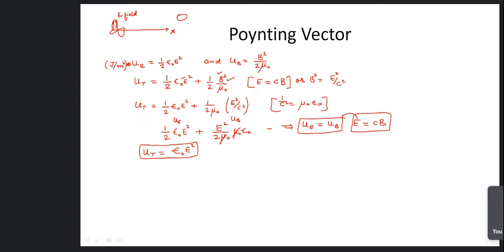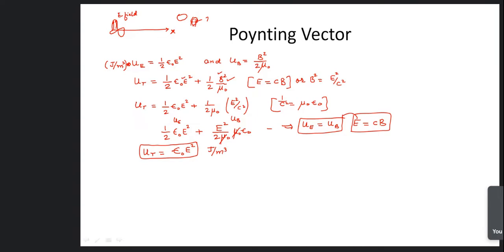So per unit volume, you can choose any unit volume, and if electromagnetic wave flows through that area or through that volume, then energy density, or energy carried by that unit volume, is epsilon naught E square. This is in joule per meter cube.